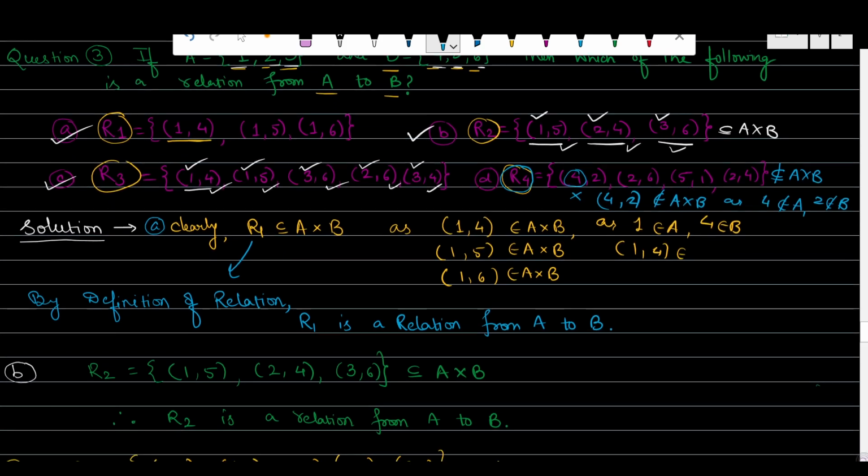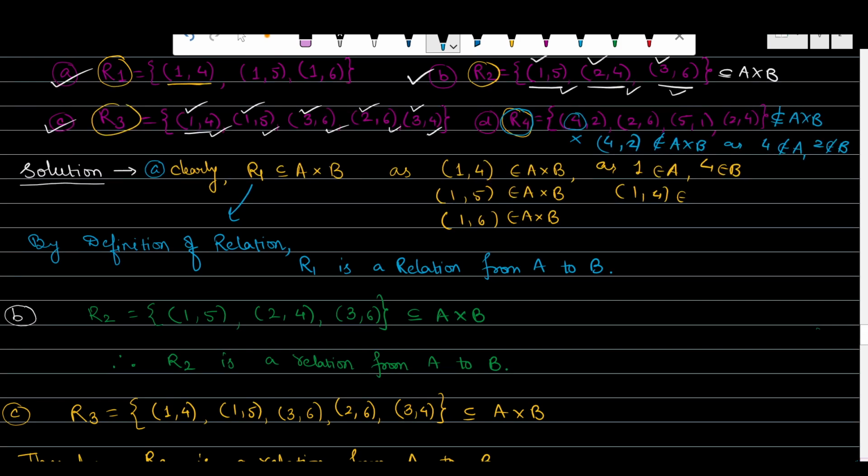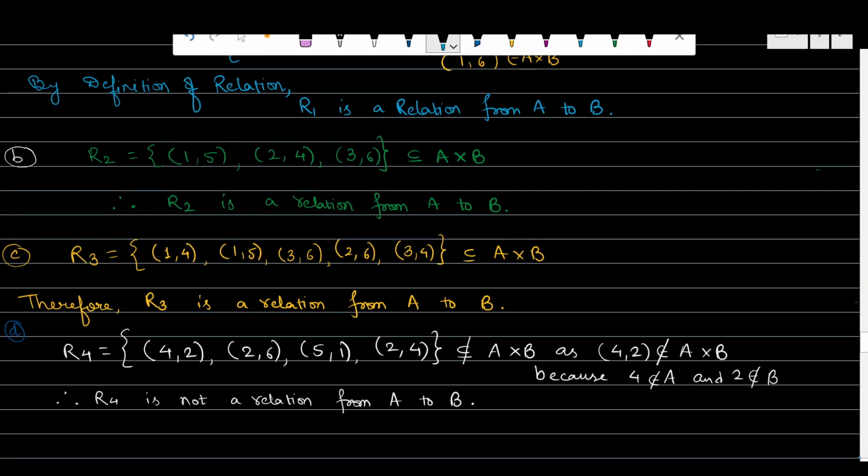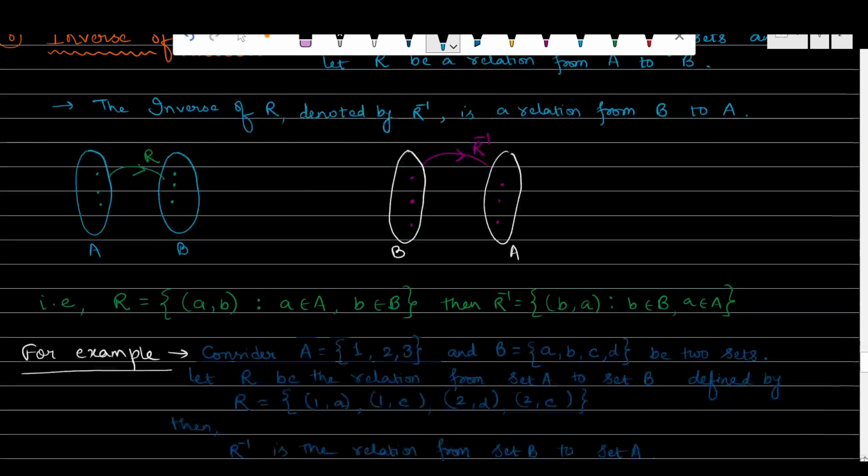You may see here the detailed solution of this. As 4, 2 does not belong to A cross B because 4 does not belong to A and 2 does not belong to B. Therefore, R4 is not a relation from set A to set B. I hope this is clear to you.